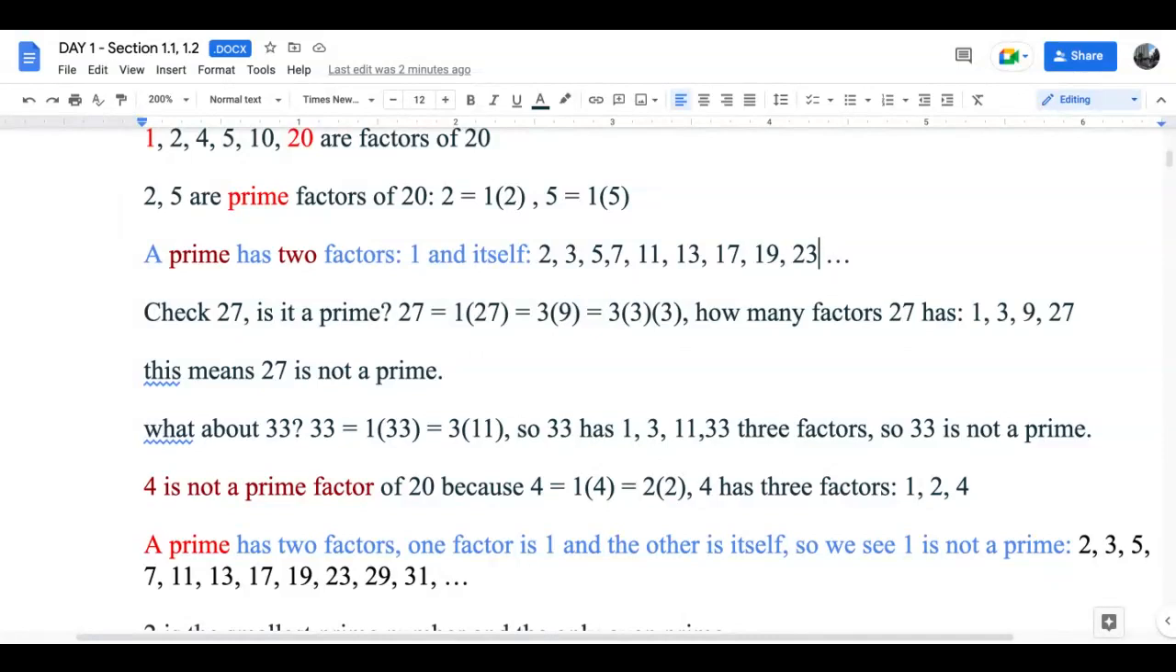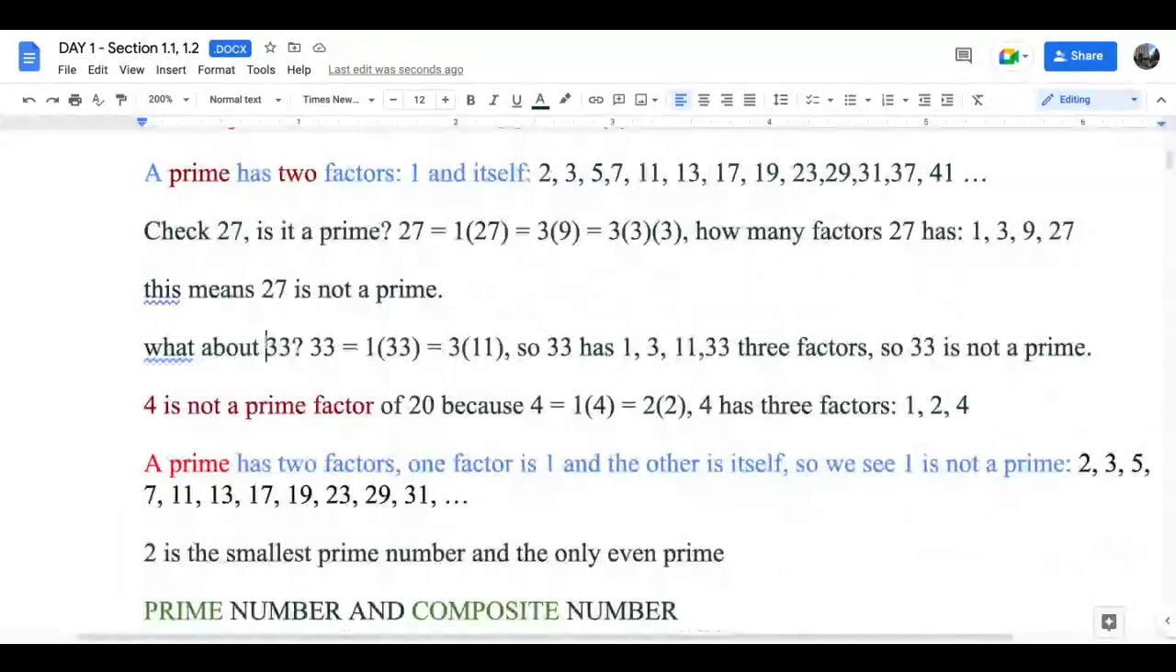2, 3, 5, 7. 2 is the only even prime number. Right? 2, 3, 5, 7, 11, 13, 17, 19, 23. What's the next one? 29, 31, then 37. Right? Then 41, so on and so forth. All right? You should try to find out prime numbers from 1 to 100. So within 100.